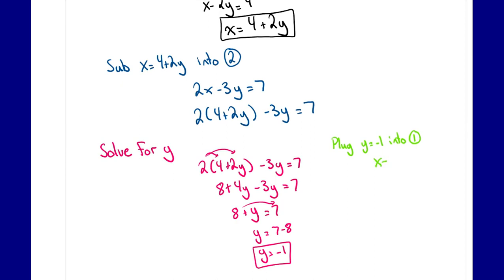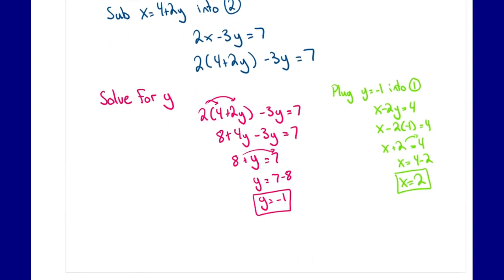So if I have x minus 2y equals 4, I'm going to replace the y with negative 1. So x minus 2 times negative 1 equals 4. And now I'm going to solve. x plus 2 equals 4. Move the plus 2 over. I get x equals 4 minus 2. x equals 2 as our final answer.